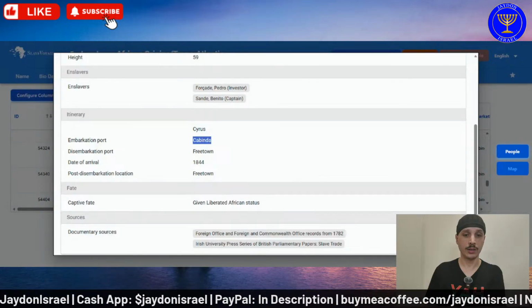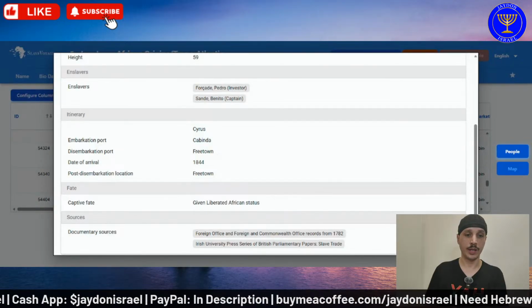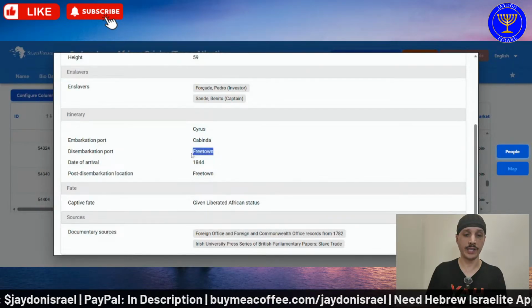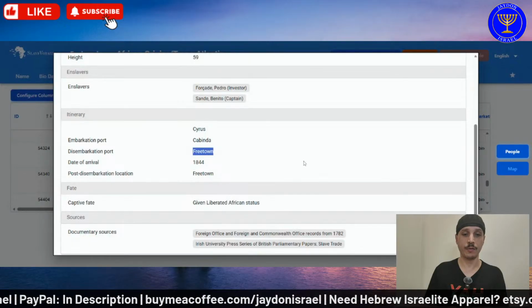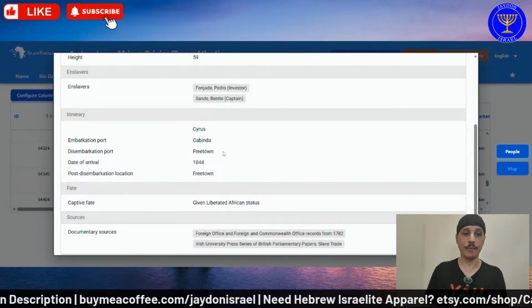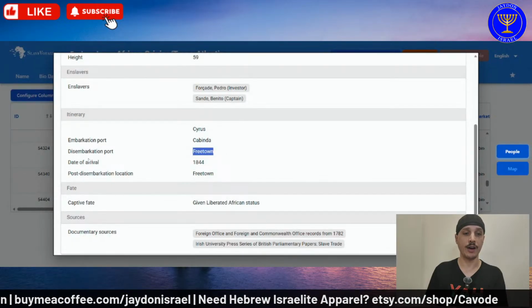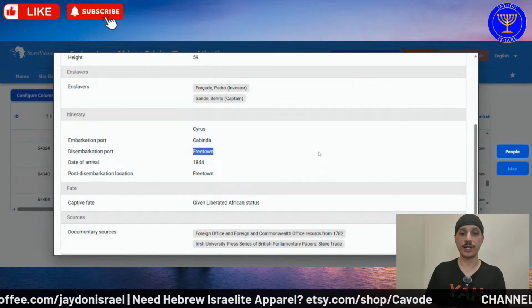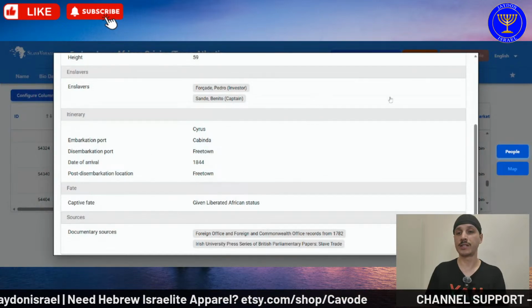Cabinda. And then disembarkation port, Freetown. Date of arrival, 1844. We're going to see that word Freetown a lot, which is referring to Freetown, Sierra Leone.